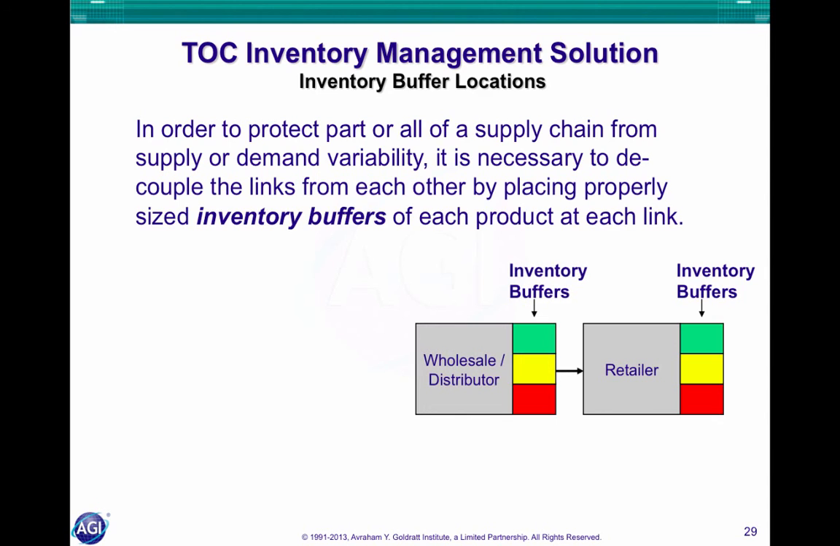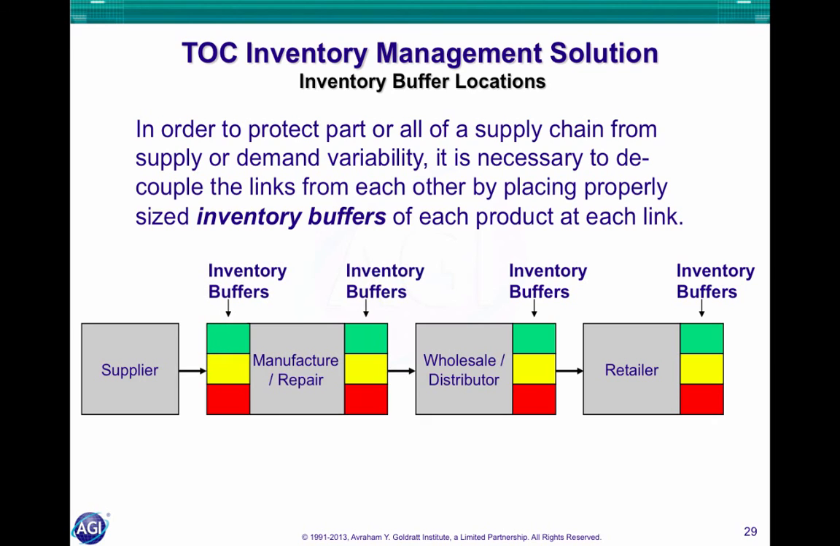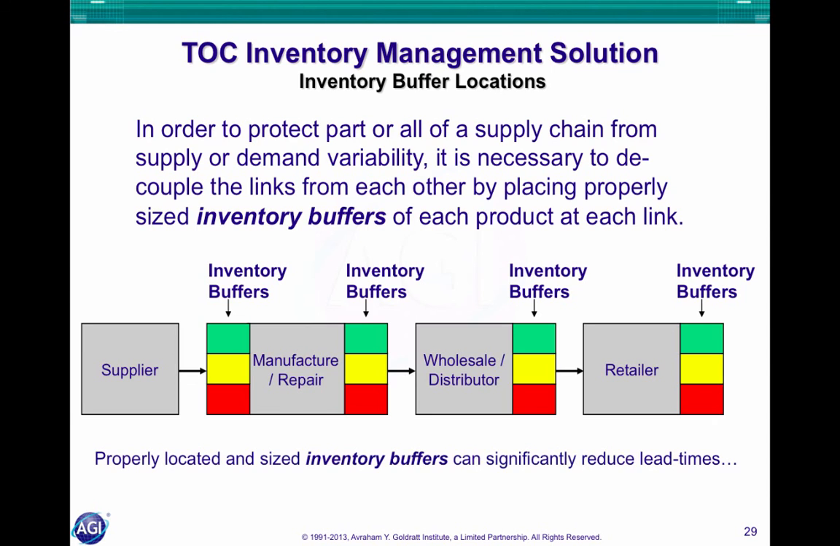Or we could be looking at a more extended supply chain going from a retailer back to a wholesale distributor with inventory buffers at the distributor, decoupling supply and demand variability between those two businesses, as well as reducing the lead time to replenish the retailer. And we could extend the solution all the way back to the manufacturer and their supply base, providing raw materials used to manufacture products which are sold to the wholesaler, who in turn sells them to the retailer, who then sells them to the end user. The other aspect of physical inventory buffers is that when properly located and properly sized, they can be used to significantly reduce overall lead times to the customer.